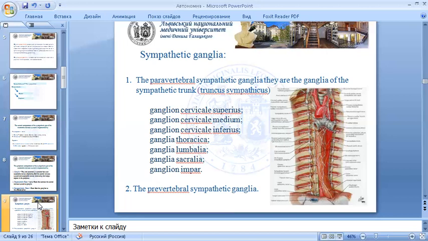And then there are the prevertebral sympathetic ganglia, which lie directly in the sympathetic plexuses, like the aortic and celiac plexuses. These are the celiac ganglion, aorticorenal ganglion, superior mesenteric ganglion, and inferior mesenteric ganglion.